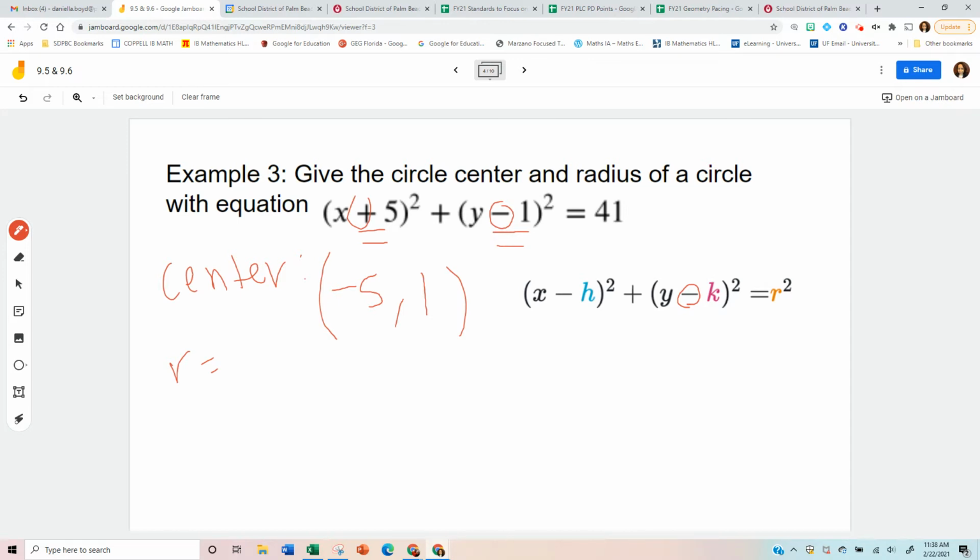Your radius is just slightly tricky. Remember that this 41 is in the same place as r squared. So 41 is equal to r squared, not r, but r squared. So how do you get rid of a square? Well, you square root both sides. Square root of 41 doesn't simplify, but square root of r squared is just r, so that means that my radius is square root of 41.